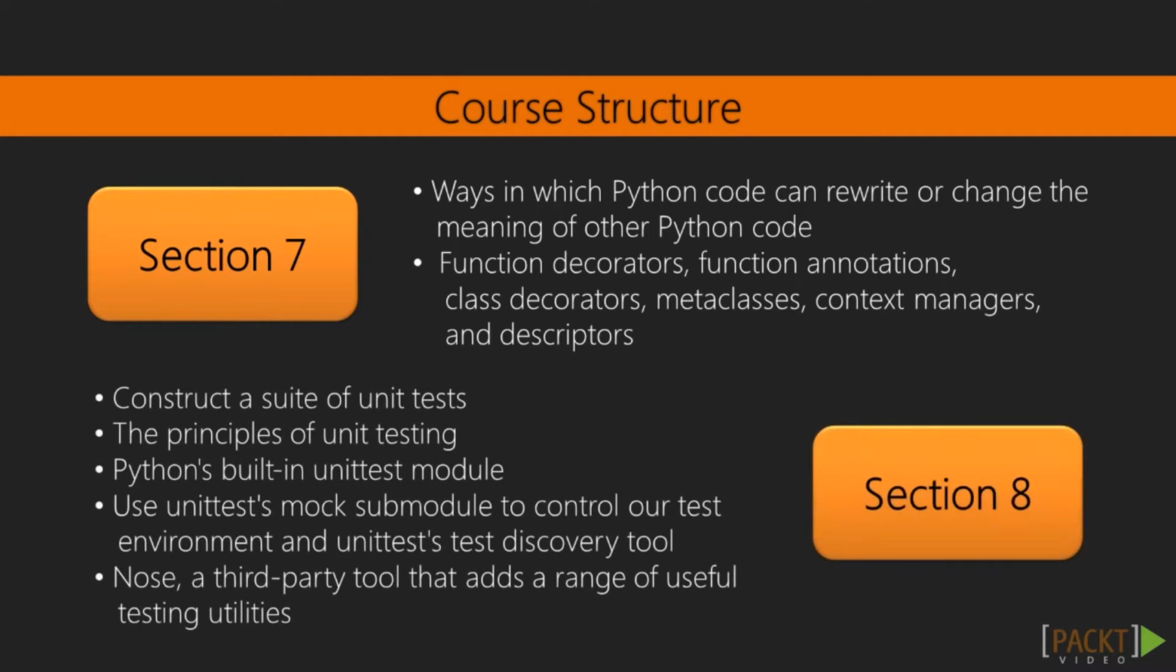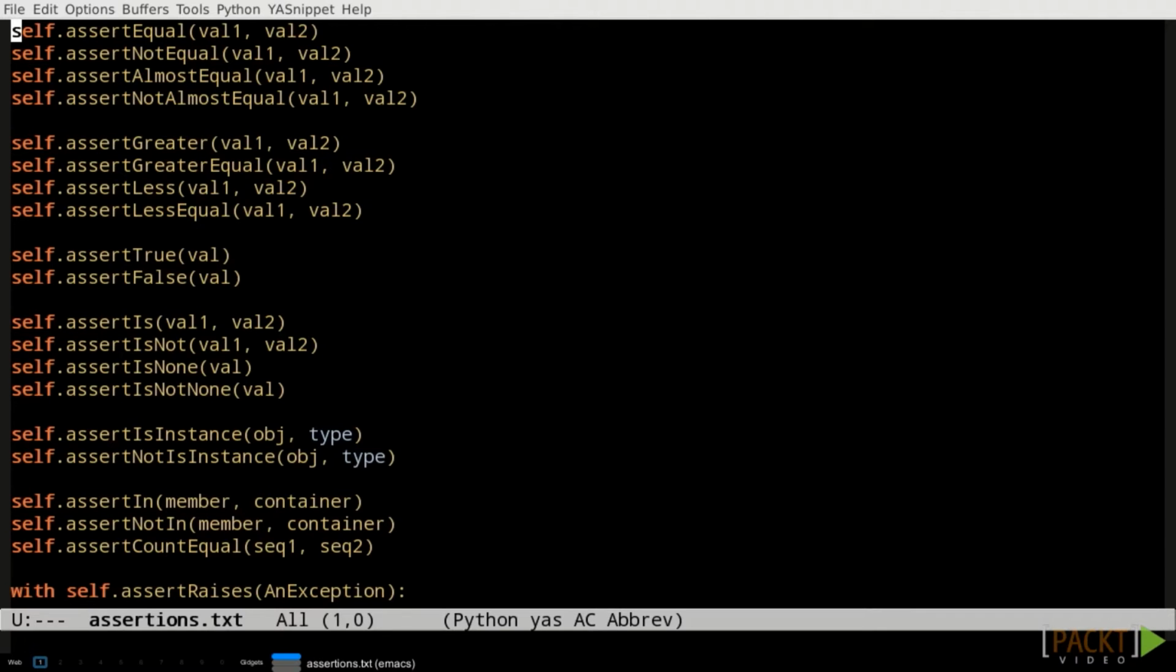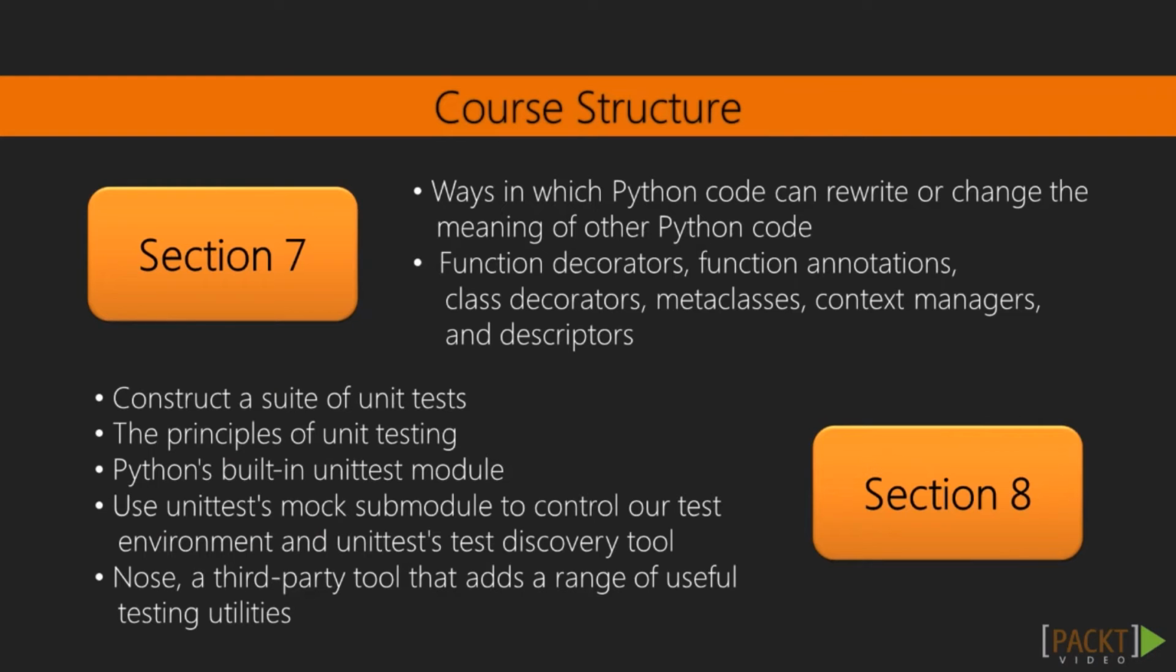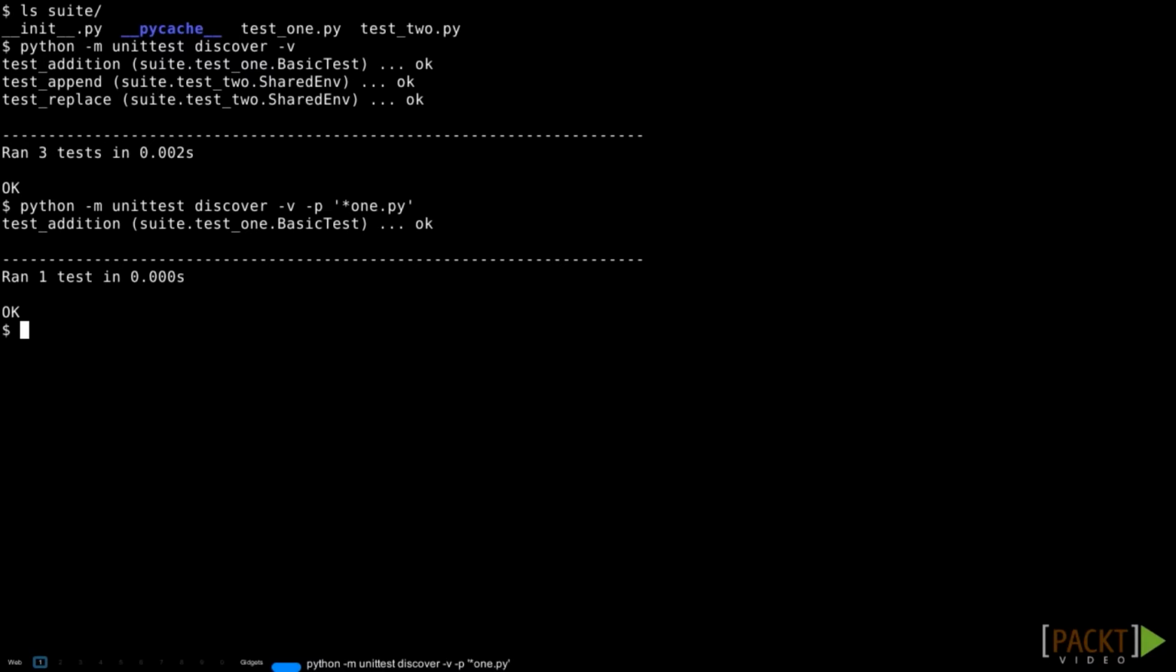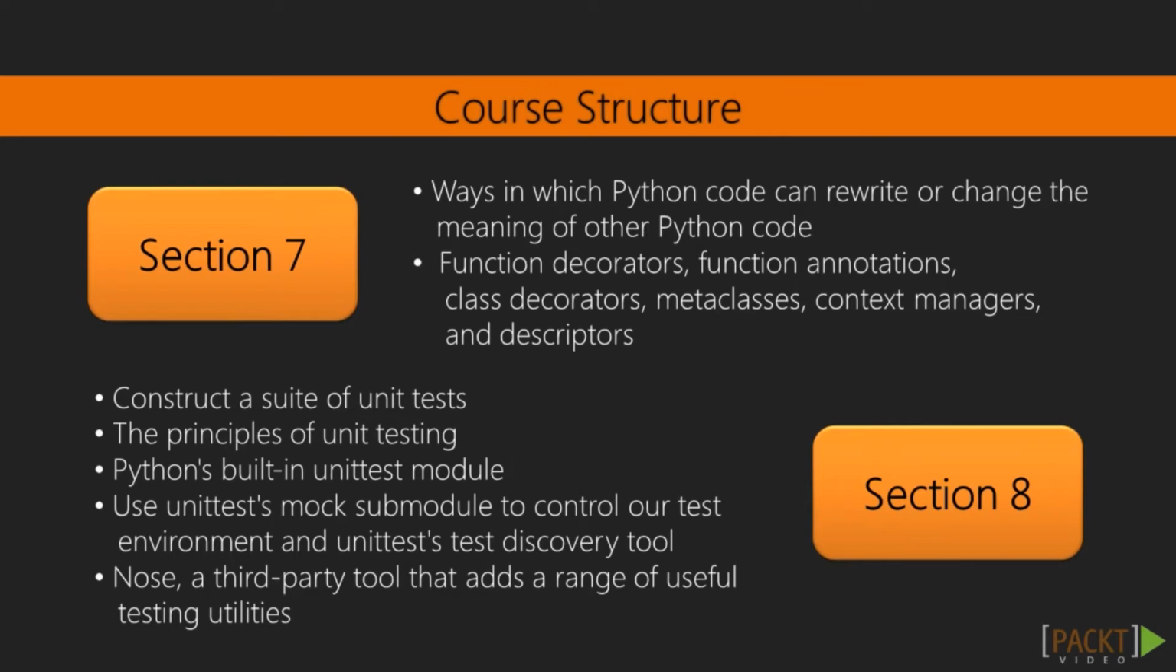We'll wrap up with section 8, in which we'll be looking at how to construct a suite of unit tests for our software. We'll talk about the principles of unit testing, using Python's built-in unittest package, and using unittest's mock module to help control our test environment. Then we'll talk about unittest's test discovery tool, and wrap up with a discussion of Nose, a third-party tool that adds a range of useful testing utilities.